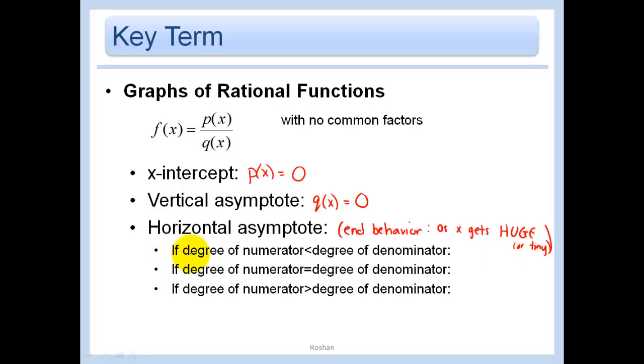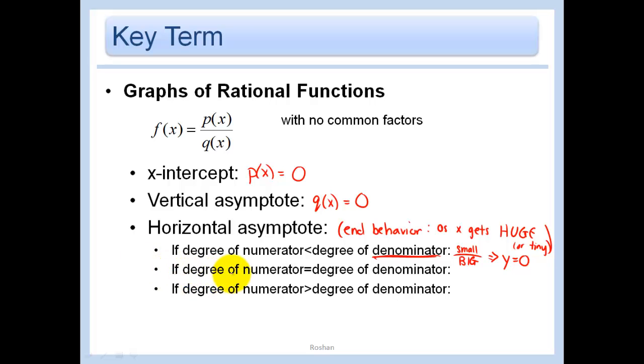So think about, if the degree of the numerator is less than the degree of the denominator, that means the denominator is the larger thing. I'm going to just underline what's larger. Since the denominator is larger, we have small over big. Take a small number like 1, divided by a big number like 1,000,000. You get practically 0. You can try it on your calculator. So that would give us y equals 0 is our horizontal asymptote.